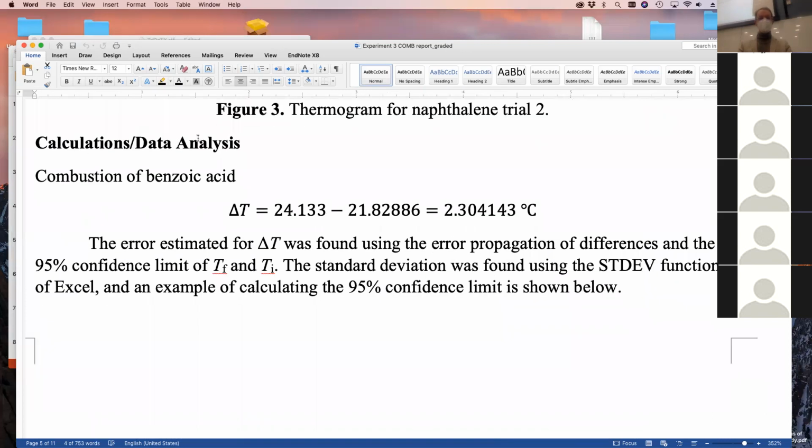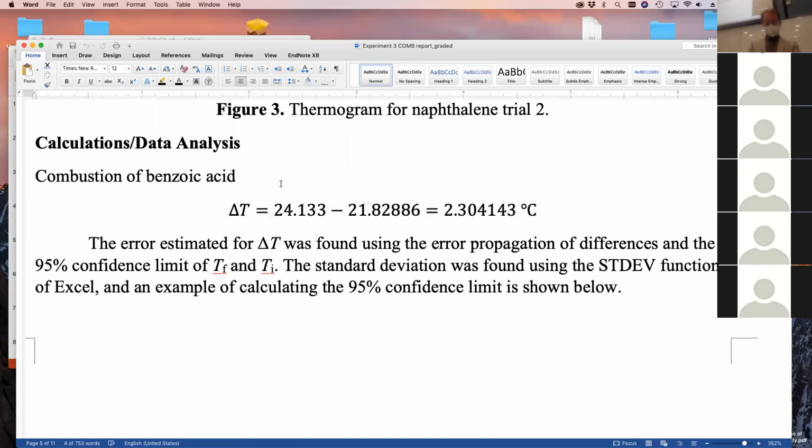Then for the calculations, the calculation portion of the lab report does not necessarily have to be typed. If it's easier for you to do it, handwritten calculations are also okay. But your TAs will appreciate it very much if you do type the remaining sections of the lab report, right? So the sections other than the calculation section.